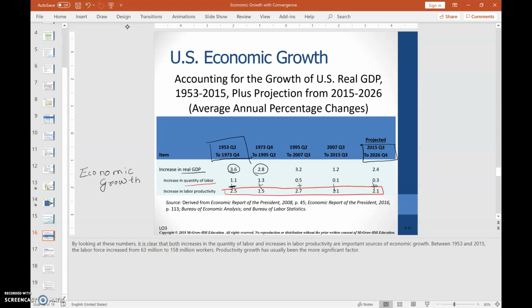So labor productivity is more important in increasing real GDP and economic growth than just increasing hours of work and quantity of labor. That's all for now.